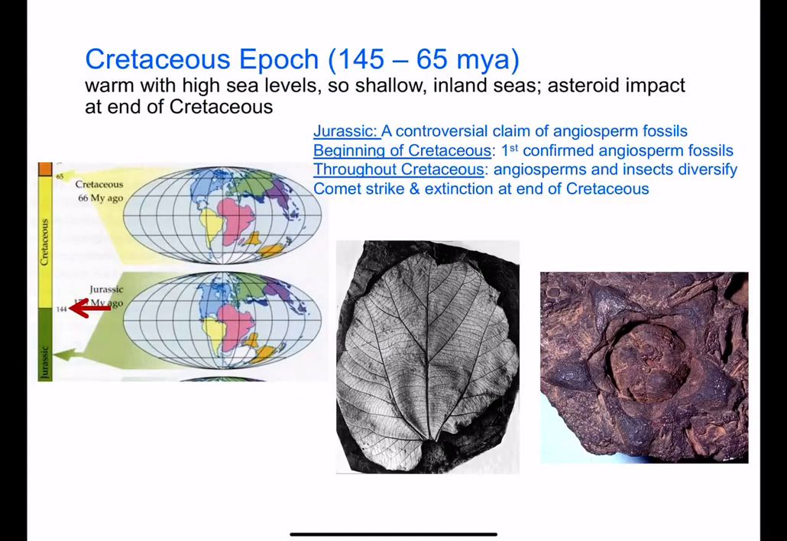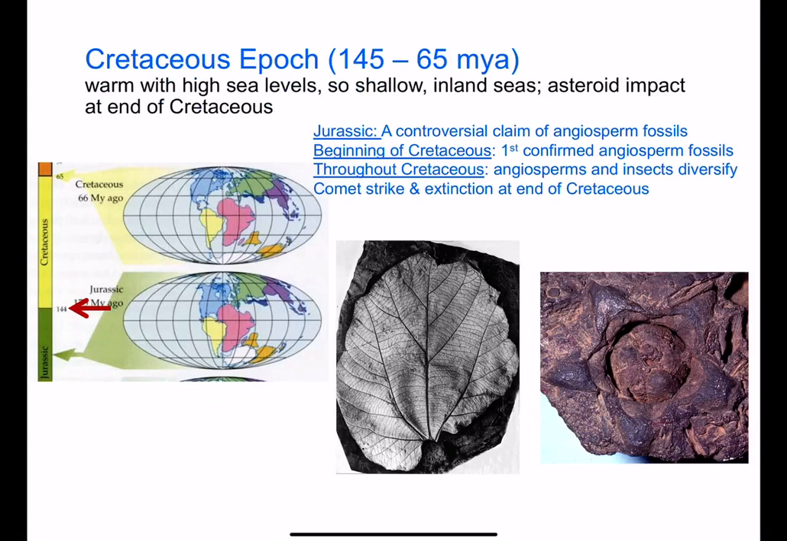The Cretaceous epoch is the time period that angiosperm evolution most likely took place in. During this time, we had warm weather and high sea levels, so there were very shallow inland seas. The very end of the Cretaceous is when a large meteor impact affected most animal life, but the angiosperms snuck by and survived that.